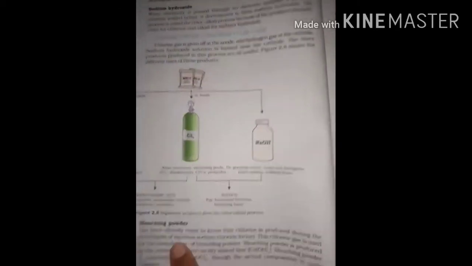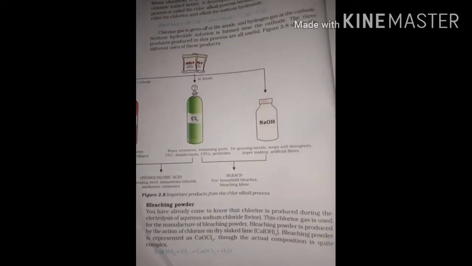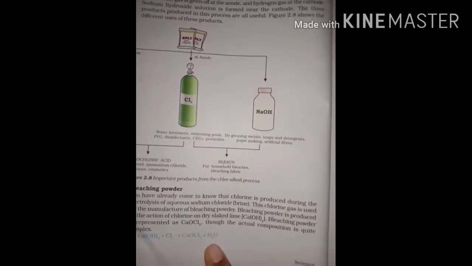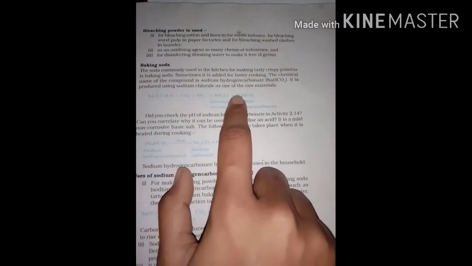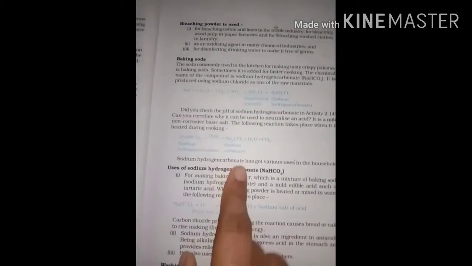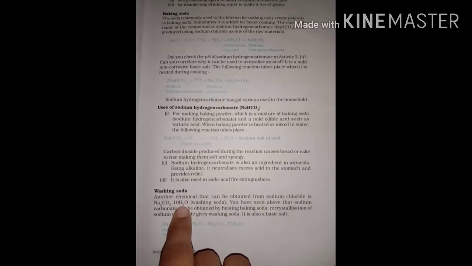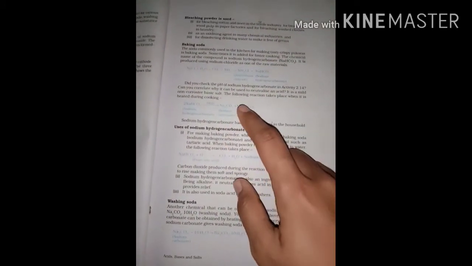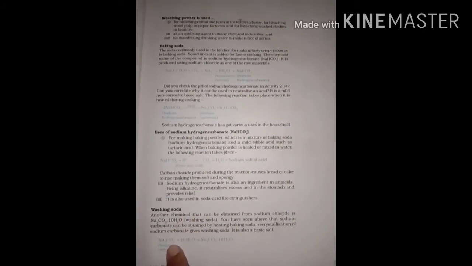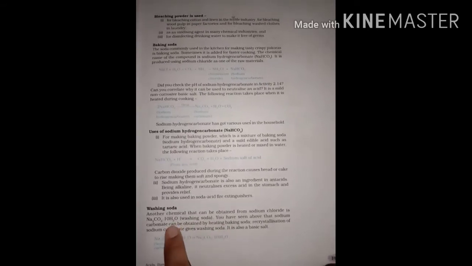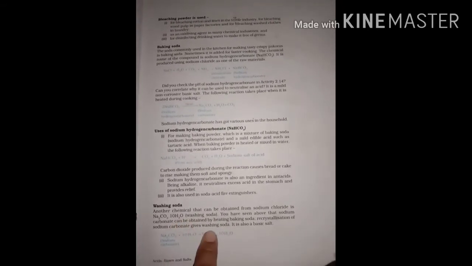Then what is bleaching powder, how it is obtained using chlorine gas. Then what are the applications, where it is used. Then baking soda, how it is prepared, which raw materials are used in the preparation of baking soda, and the chemical equation, then uses. After that, what is washing soda. Whenever you study bleaching powder, baking soda and washing soda, you should learn the chemical name, the common name and the chemical equation. You should learn all those things.